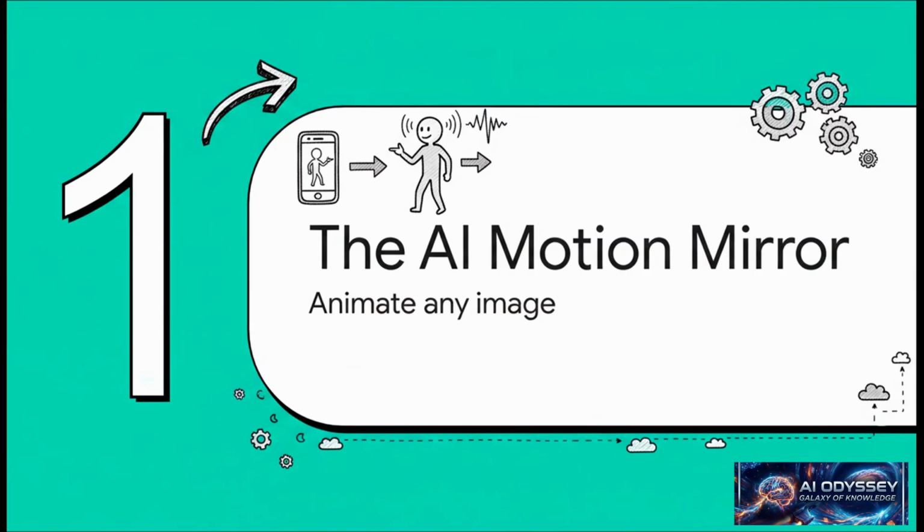An AI can now map your exact movements onto a static image and just bring it to life. So, what is it we're actually building here? Well, think of it like an AI motion mirror. You feed it a quick video of yourself talking or gesturing, and the AI agent copies those exact movements onto any character image you give it. And yeah, it perfectly syncs the audio too.